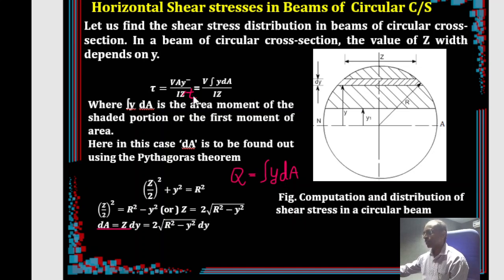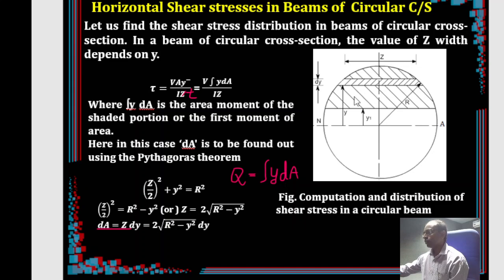Let's imagine this is a value of z. First of all, we have taken a plane area. Because the plane area is difficult to find, what I am doing is taking a small rectangular strip within this shaded area. At a distance y from the neutral axis, you take a small rectangular strip, and the depth of that particular strip is dy.